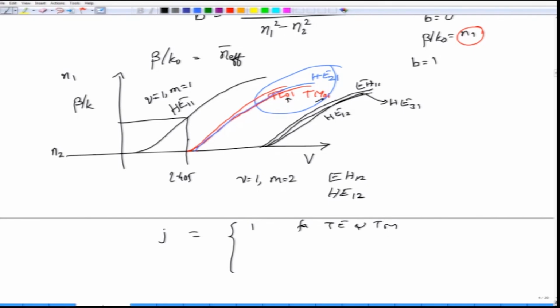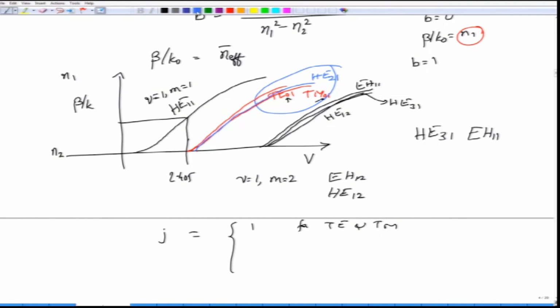So, this is just a fact of definition, but unfortunately this is what we have been following in the literature. So, I am going to follow that. Next, what are the other modes that are paired up here? You can see that HE31 is paired up with EH11. Now, look at the second index here.